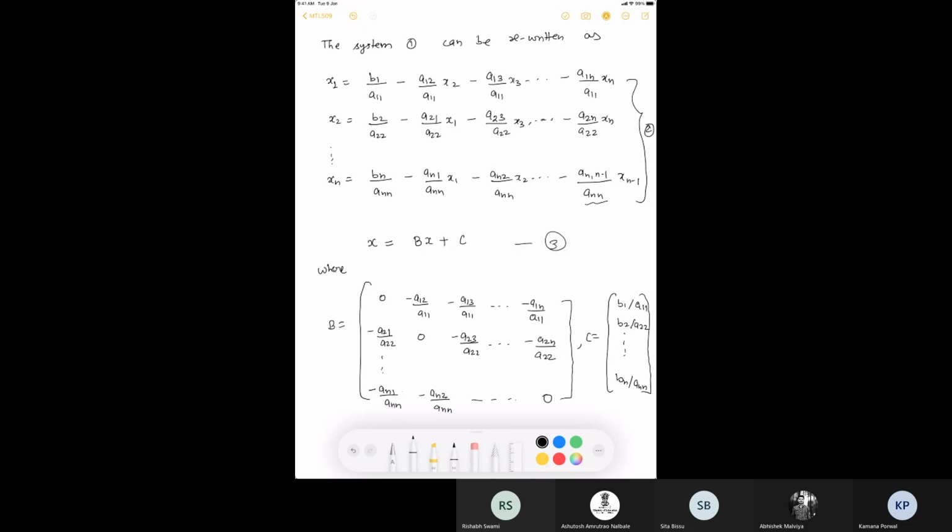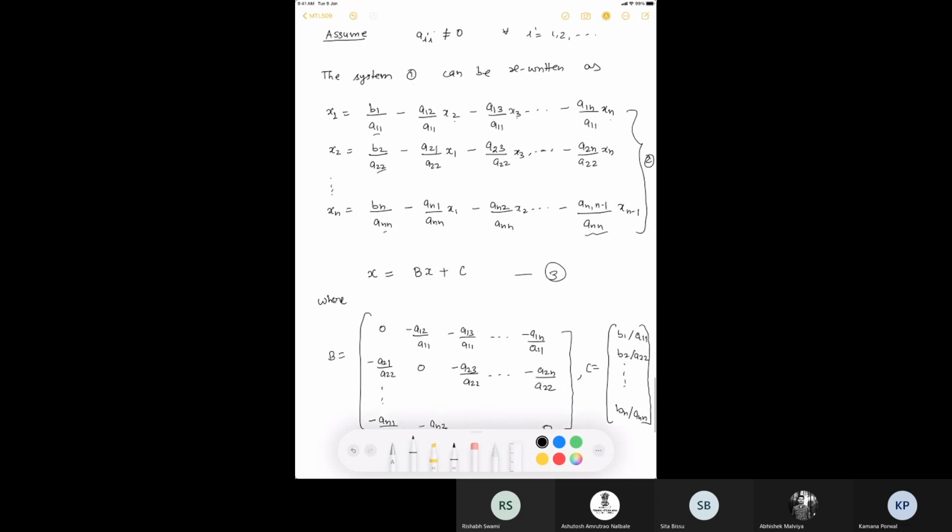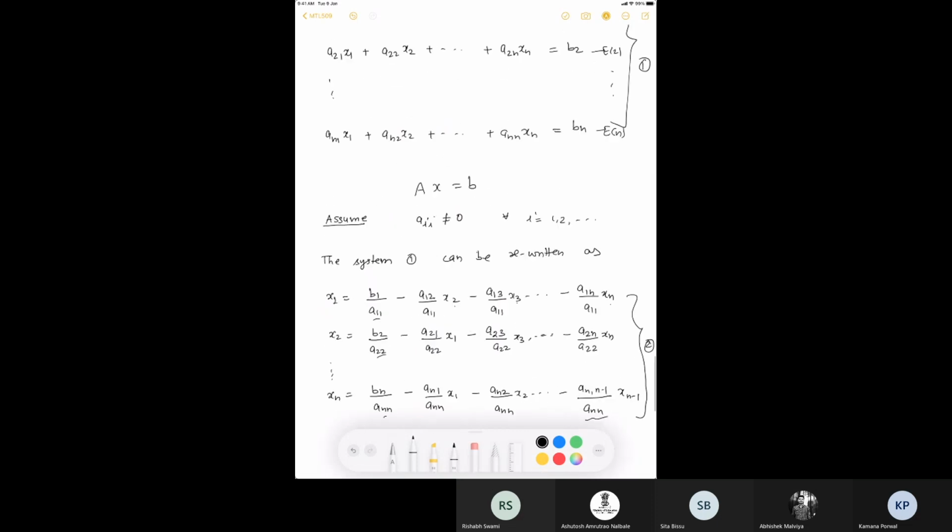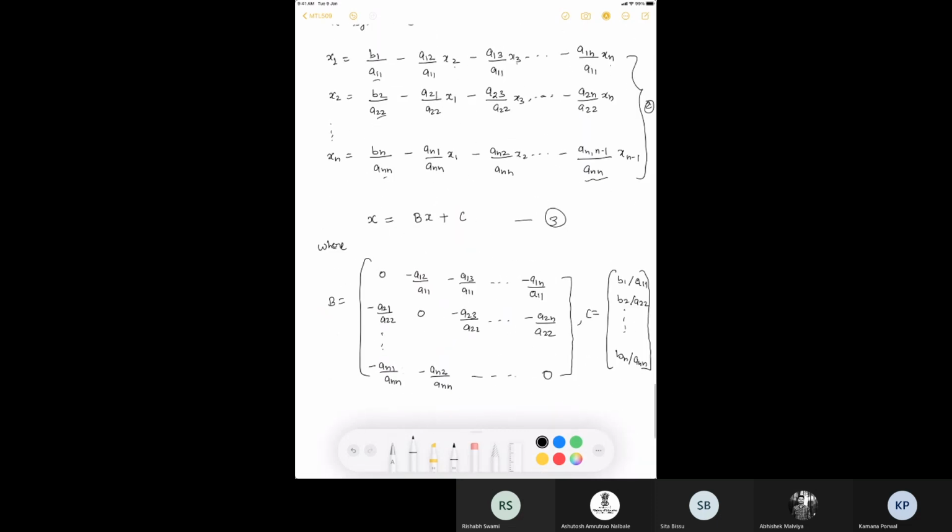So I hope you can see that if we write the matrix form, I'm taking out all the coefficients which multiply the x variables and collecting them in the matrix B, and the constant terms I'm collecting in the vector C. Okay, so this is the form which we are going to use to get the numerical method.